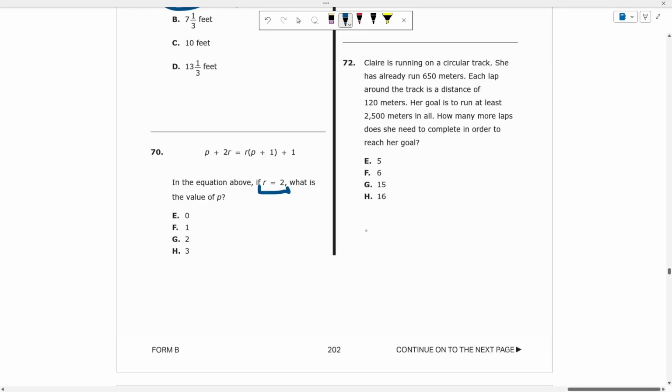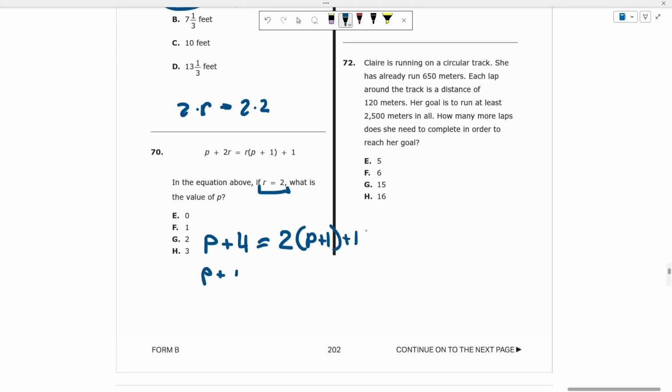So just plug in what it's equal to. If r is equal to 2, just rewrite it with r as 2. So p plus 2 times r. Well, if you know that r is 2, this is the same thing as saying 2 times 2, which is 4. So p plus 2r, or p plus 4, is equal to 2 times p plus 1 plus 1.